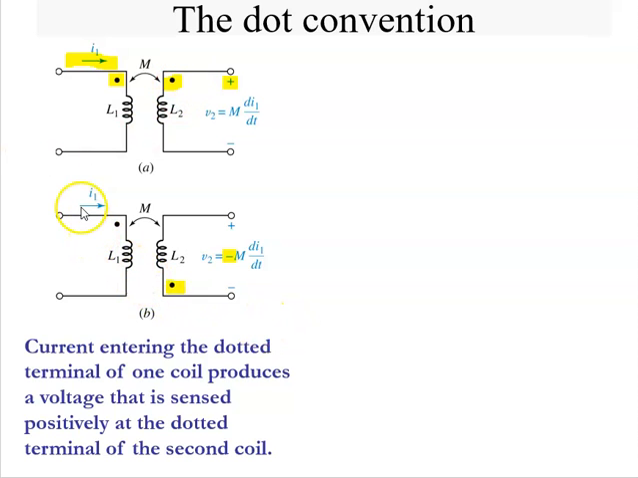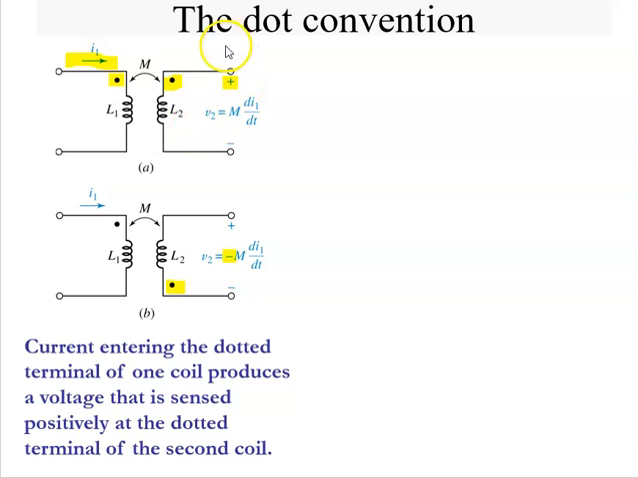In figure B, we still show I1 flowing into the dotted terminal at inductor L1, but the dot at the magnetically coupled coil L2 is at the bottom of the coil. So now the magnetically induced voltage will still have the same V2 magnitude, M di1/dt, but the positive reference will be at the dot. So if we call V2 the positive reference up here at the top, it'll be a negative M di1/dt. So that's what we mean by the dot convention.